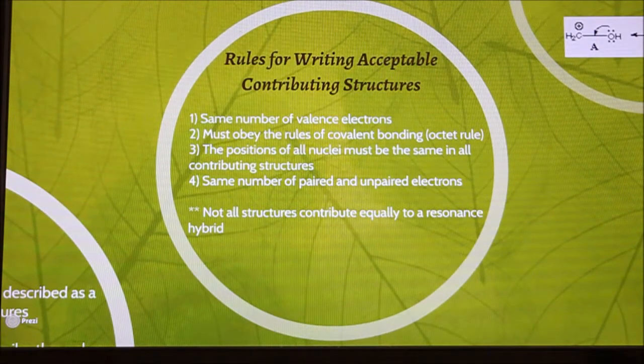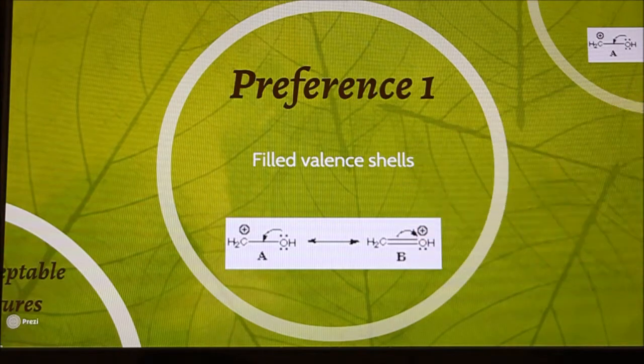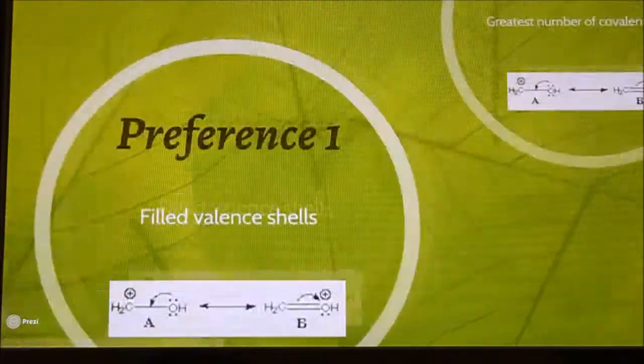Not all structures contribute equally to a resonance hybrid. A resonance hybrid is a molecule, ion, or radical, described as a composite of a number of contributing structures. There are 4 preferences when choosing which resonance structure is the major contributor, and the first preference is that it must have the most valence shells filled. So as you can see here, resonance structure B is the preferred because it has more filled valence shells than resonance structure A, which has 2 lone pairs.